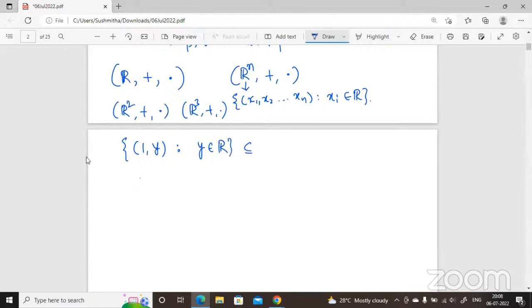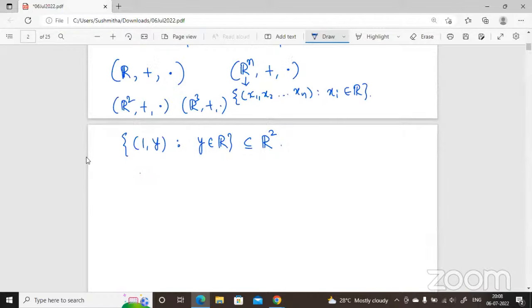This is a subset of R2. It has two components, it's a set of ordered pairs. This is a subset of R2 where the first component is fixed. The first component is 1. So (1, 1), (1, 2), (1, half) are all elements in this set. (Half, 1) does not belong to this set. If any element has to belong to this set, then the first component has to be 1.